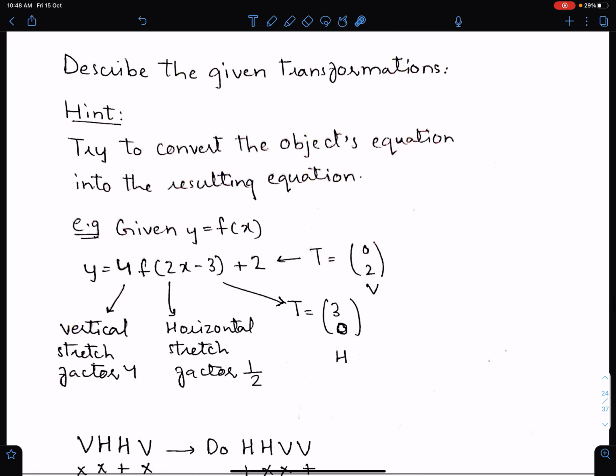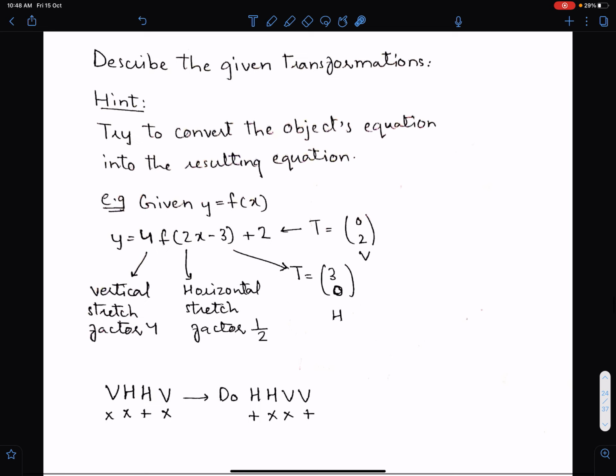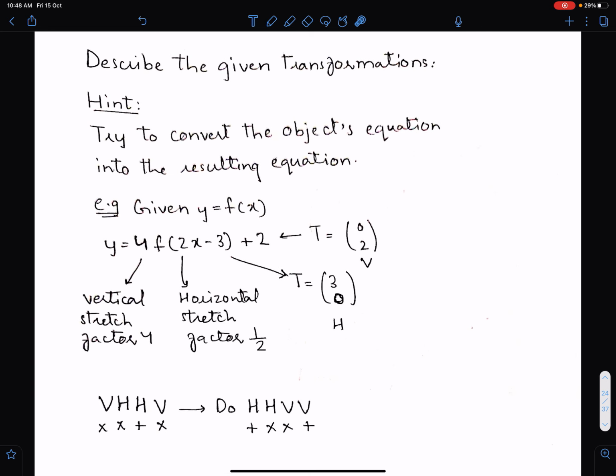This question is very important. We have to describe the given transformations. So try to convert the object's equation into the resulting equation, but before that you need to observe the transformations carefully. You need to observe both the equations carefully to identify all types of transformations. So this means vertical translation. This minus 3 means horizontal translation.